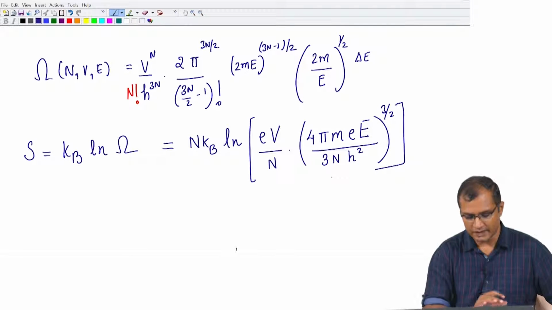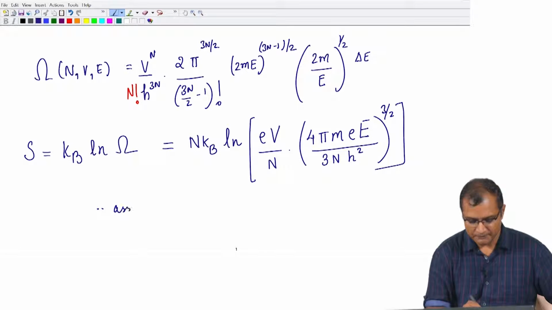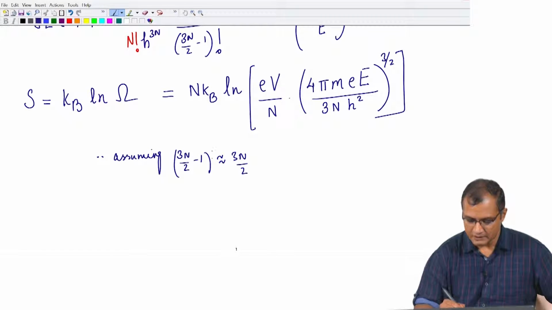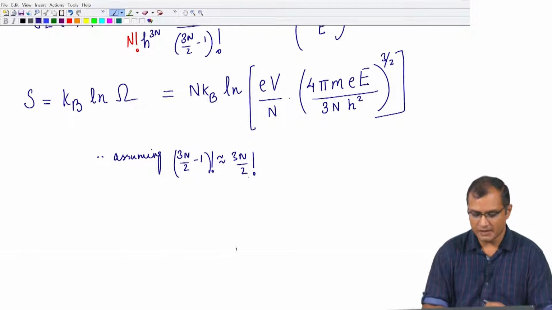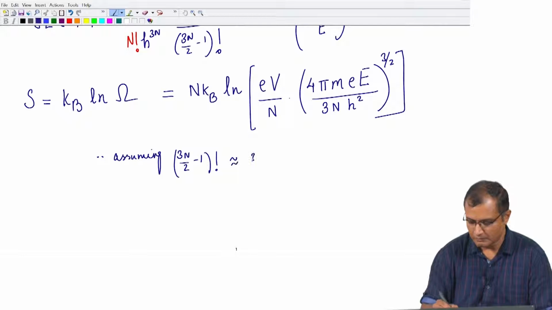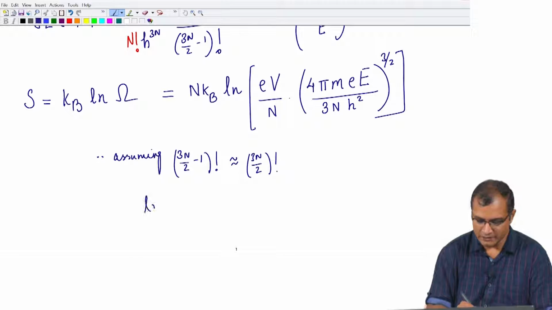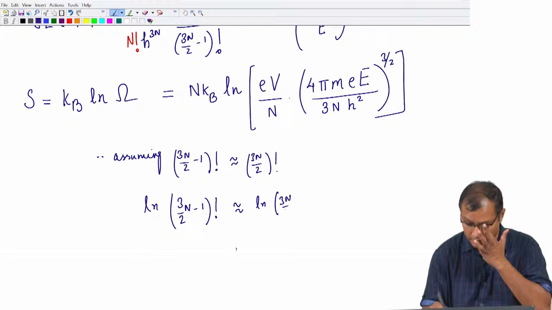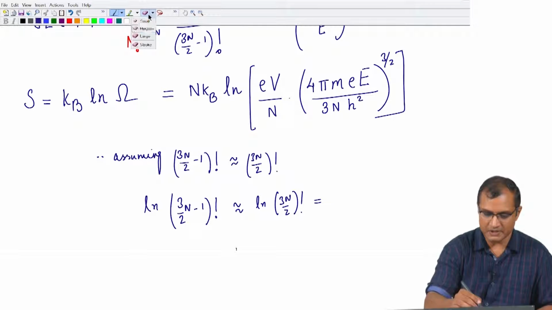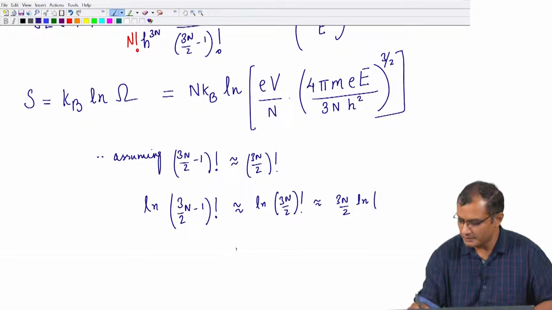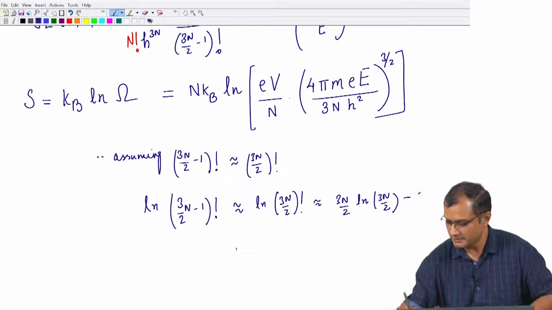Now, in this derivation of S from omega, we have assumed that N is very large, which means I have taken 3N by 2 minus 1 as just 3N by 2, and hence I have taken factorial 3N by 2 as just 3N by 2, and the logarithm of 3N by 2 factorial minus 1 is hence just a logarithm of 3N by 2 factorial, and this has been taken to be from Stirling approximation just 3N by 2 ln 3N by 2 minus 3N by 2.